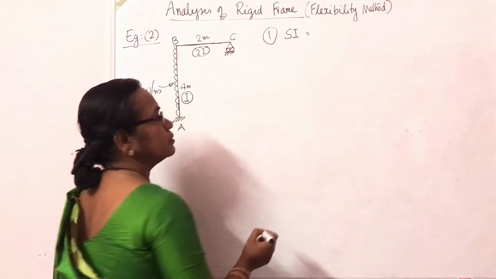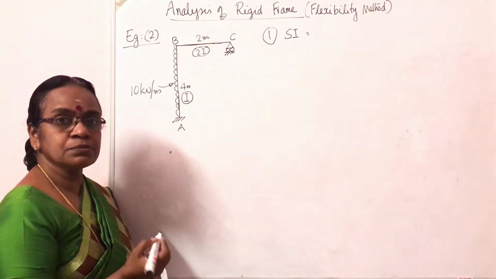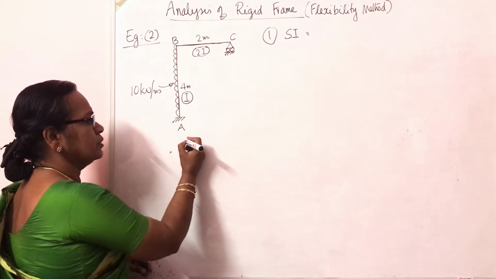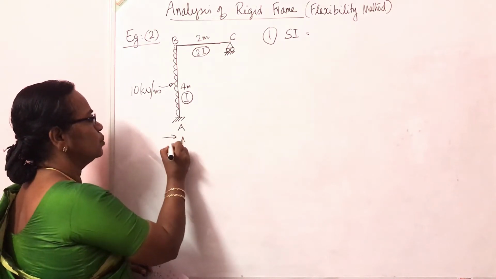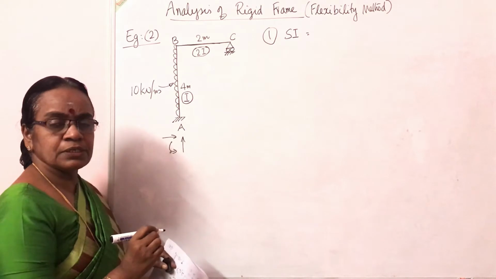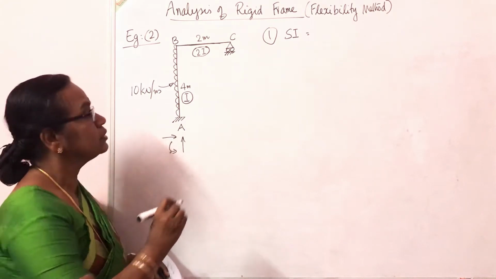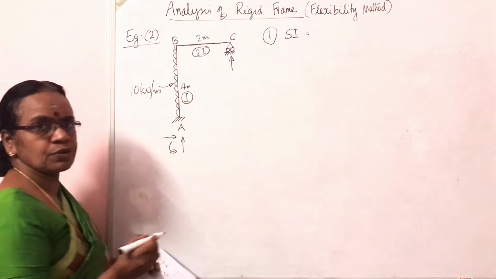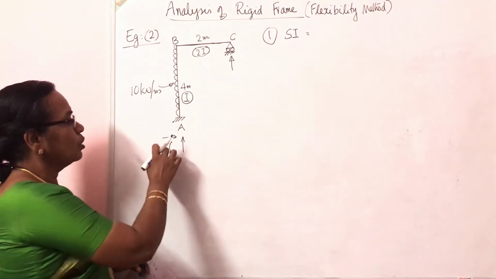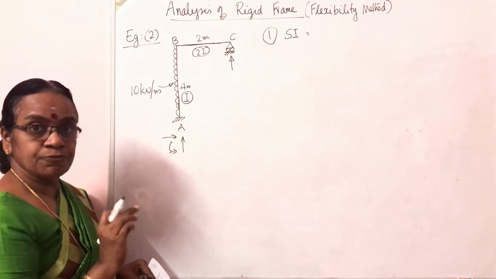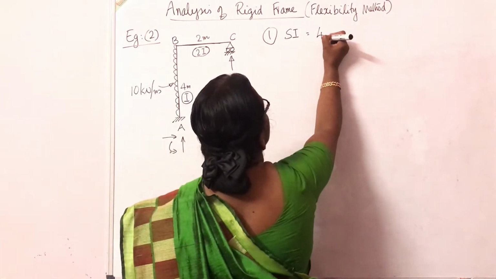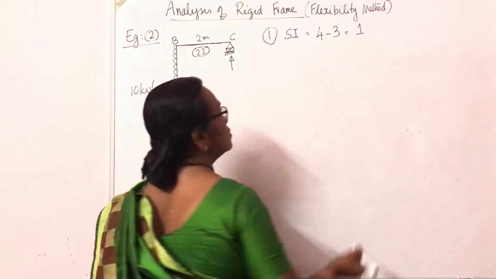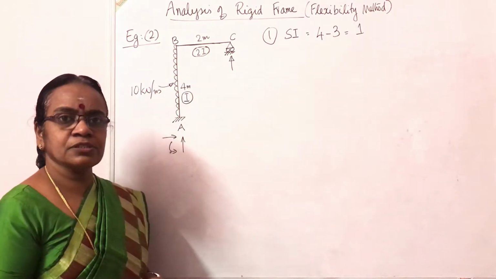Here the static indeterminacy is the number of unknowns minus the known equations of equilibrium. So the unknowns are at fixed support, there is 1, 2, 3 unknowns: vertical reaction, horizontal reaction and moment. In the roller there is only one reaction, vertical, normal to the surface of the roller. So altogether 3 plus 1, 4 unknowns, 3 equations of equilibrium. So the indeterminacy is 1, or the redundancy of the structure is 1.